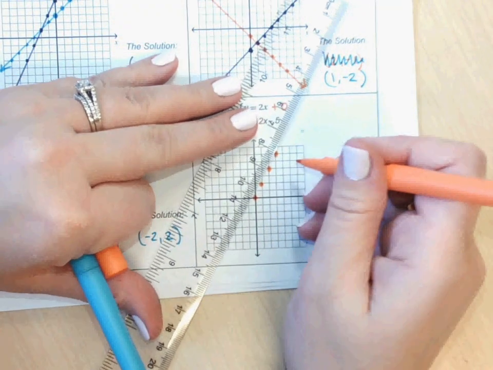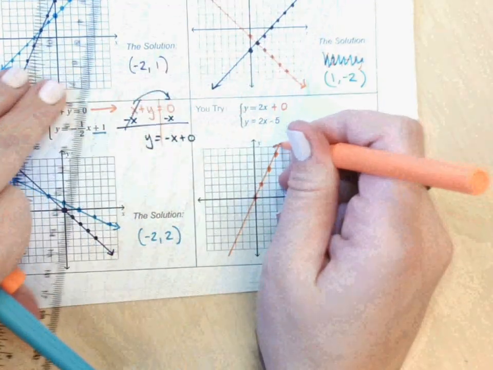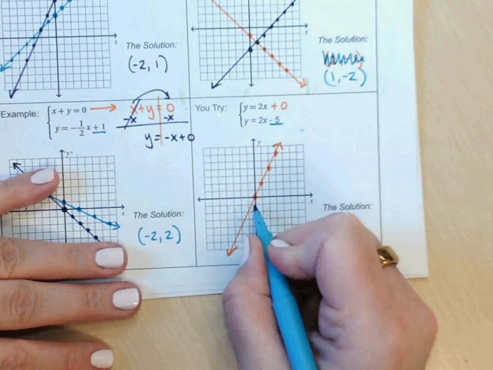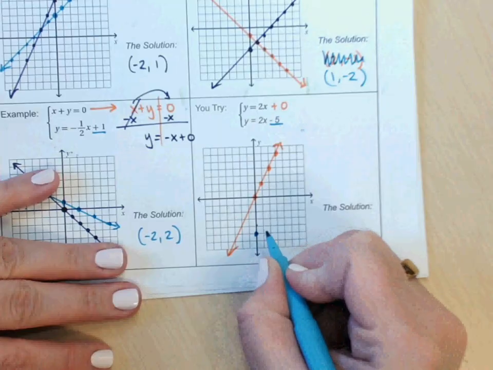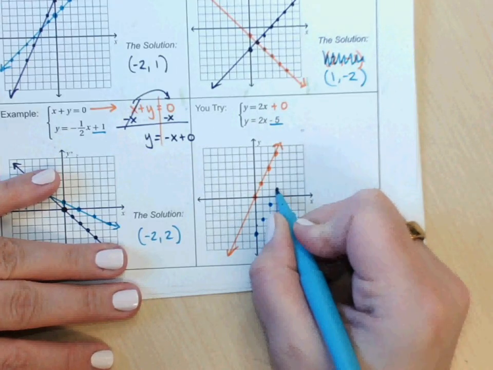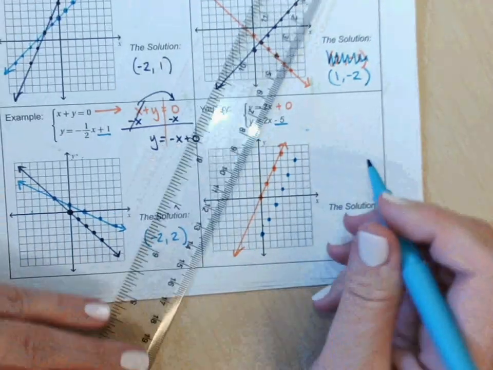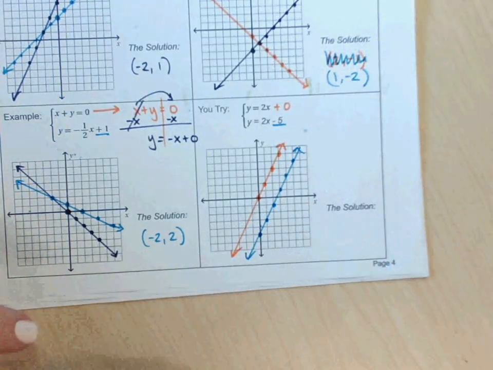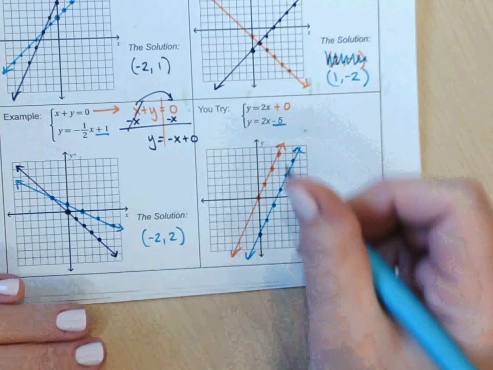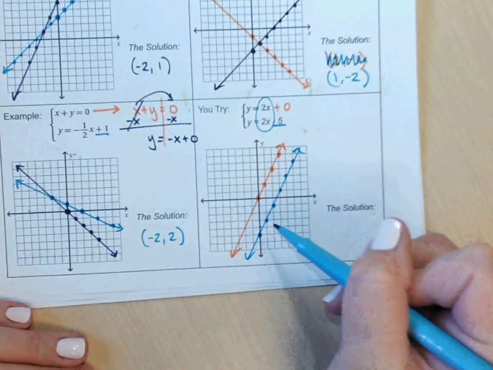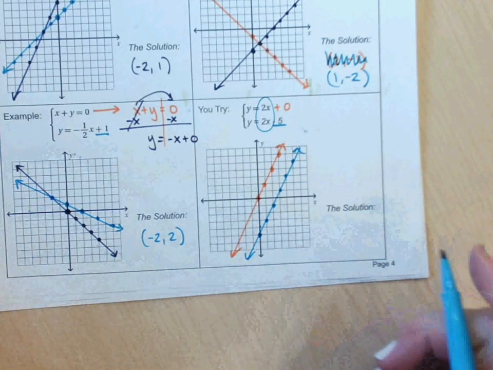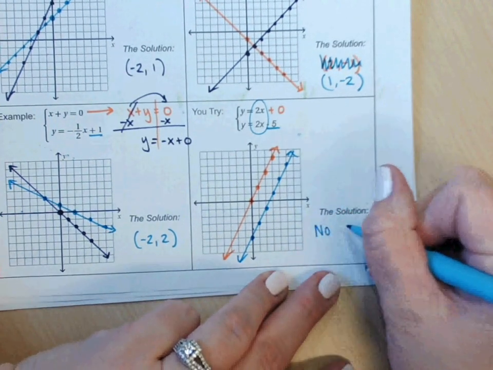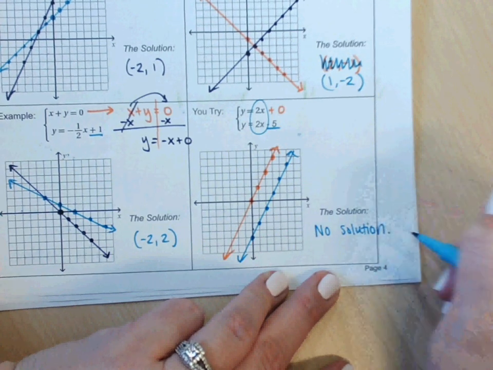Hit pause and beat me to this. Next, my y-intercept is -5. And then my slope is up 2 over 1, up 2 over 1. Well, what the heck happened there? They have the same slope, which means these lines are never going to intersect. They will never share a point or have a point in common. So the solution is that there is no solution.